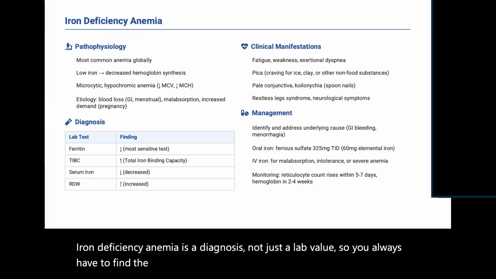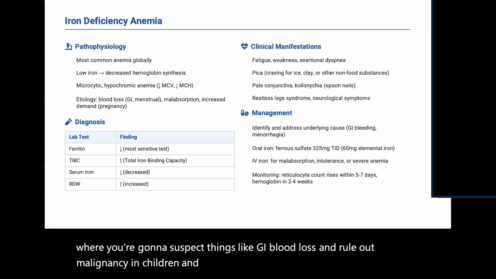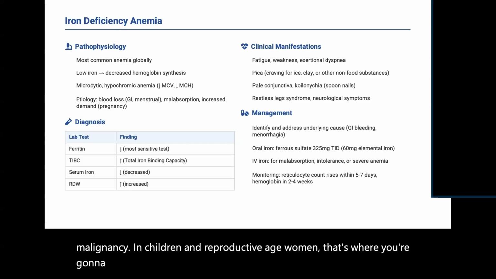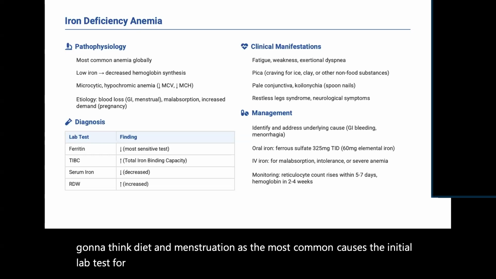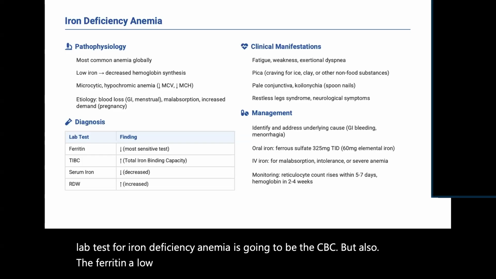So in men and postmenopausal women, that's where you're going to suspect things like GI blood loss and rule out malignancy. In children and reproductive age women, that's where you're going to think diet and menstruation as the most common causes. The initial lab test for iron deficiency anemia is going to be the CBC, but also the ferritin. A low ferritin level confirms the diagnosis of iron deficiency anemia.